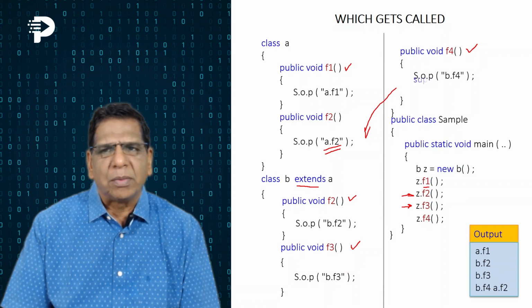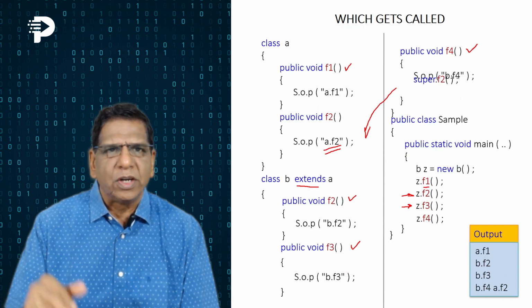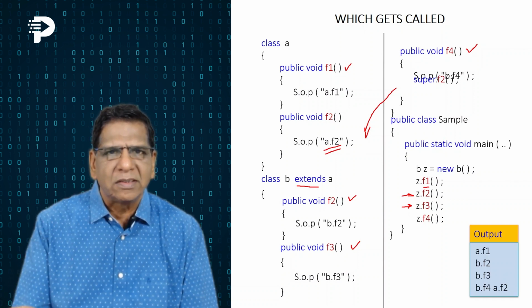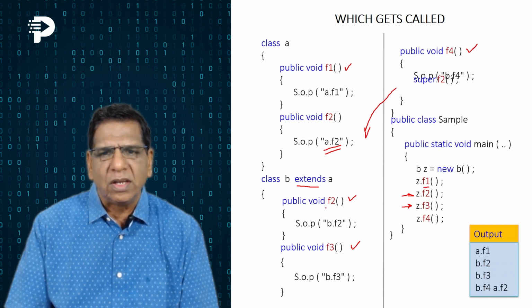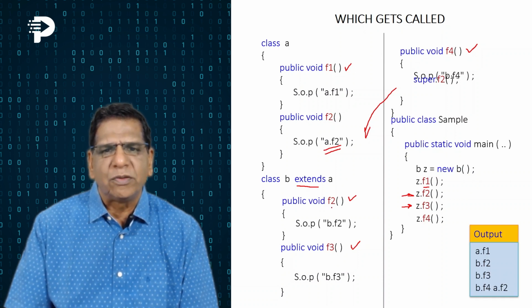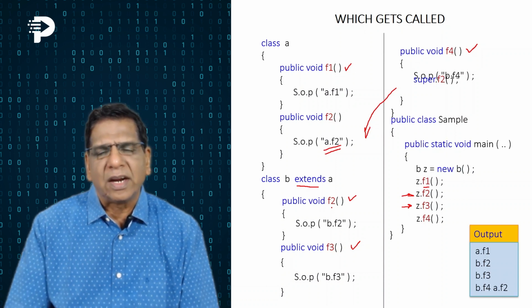If that has to happen, then I need to say super.f2. The moment I do super.f2, it would go to the base class. If I just say f2, in that case it would land the control here. I don't want it to reach f2 of B, I want it to reach f2 of the base class, and I can ensure that by saying super.f2.